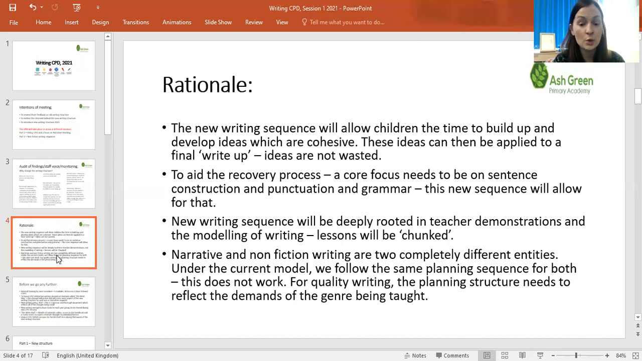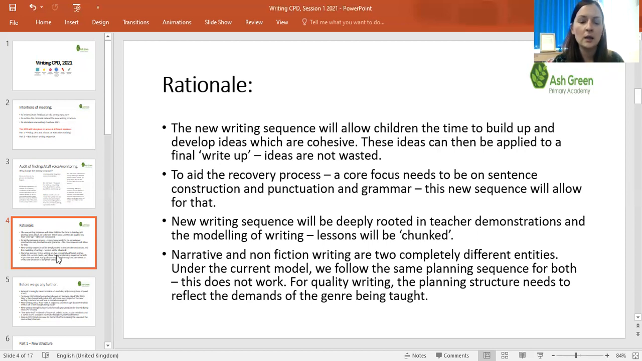The new writing sequence will be deeply rooted in teacher demonstrations and the modelling of writing, and lessons will be very much chunked. That's the approach that we will be taking to writing. So there's no opportunity for any child to get lost during class discussions, during the actual sustained pieces of writing, because we're constantly bringing children back to what the focus needs to be.